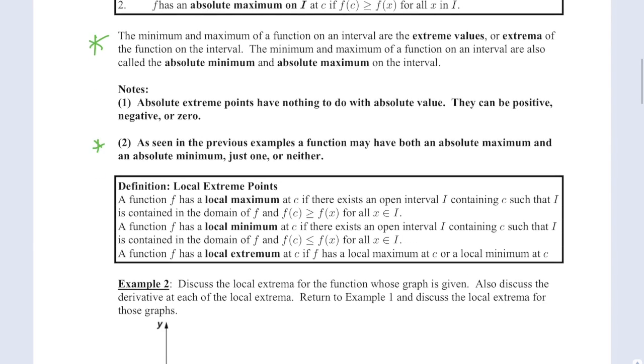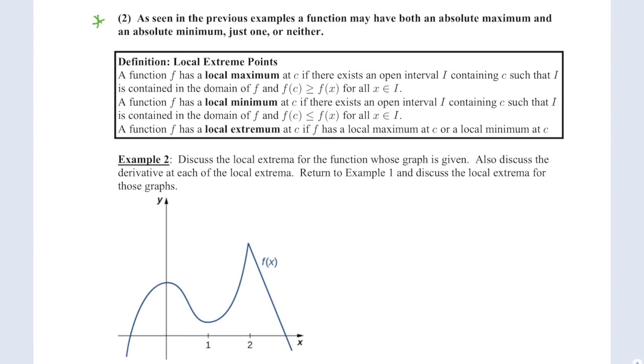So let's move on to local extreme points. We say a function has a local max at a point if there's an open interval containing that point on which the function value at the point is greater than or equal to all the function values in that interval. And again, the local min would be described the same way, with the inequality pointing the other direction.